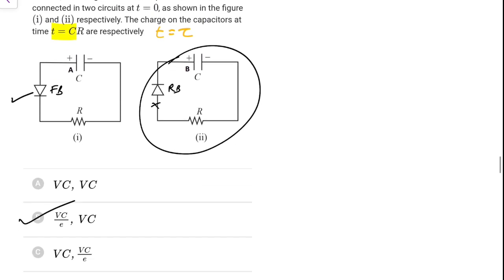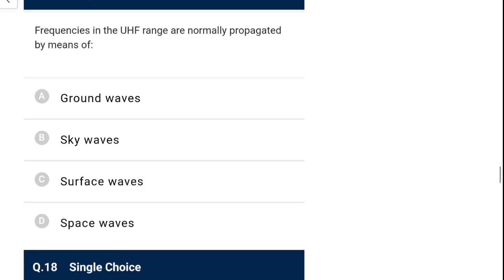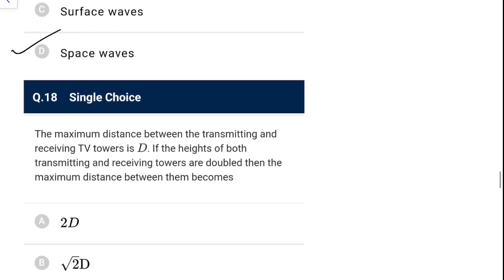I think this is also a repeated one from those tests. Now the frequencies in the UHF are much greater than 30 megahertz. So they are propagated by space wave propagation, not the sky wave, and ground wave is definitely not going to be the choice for them.